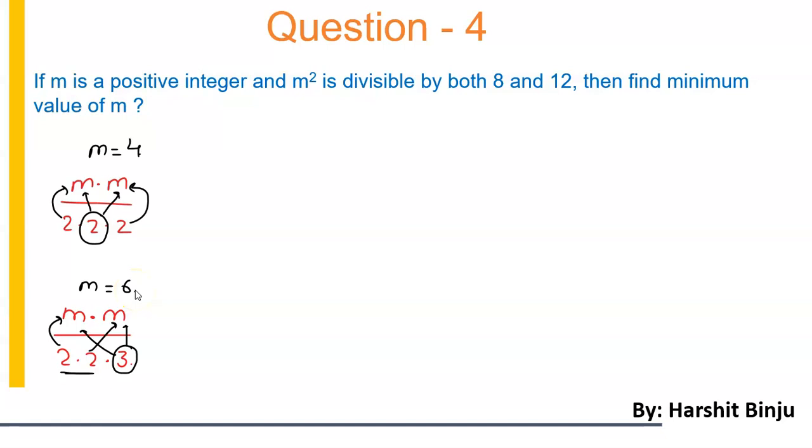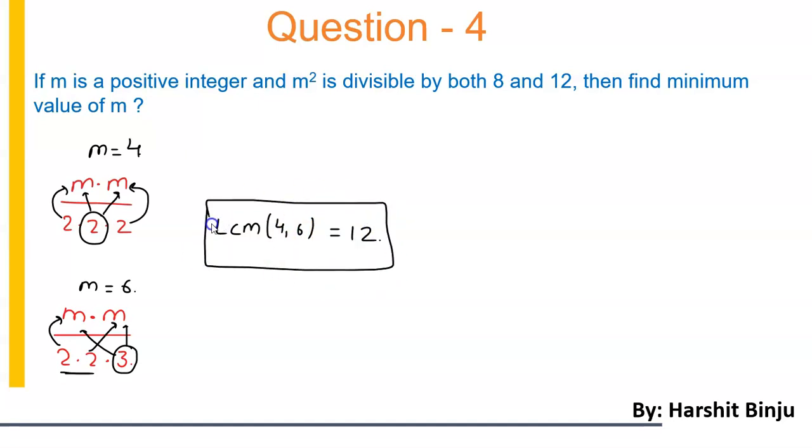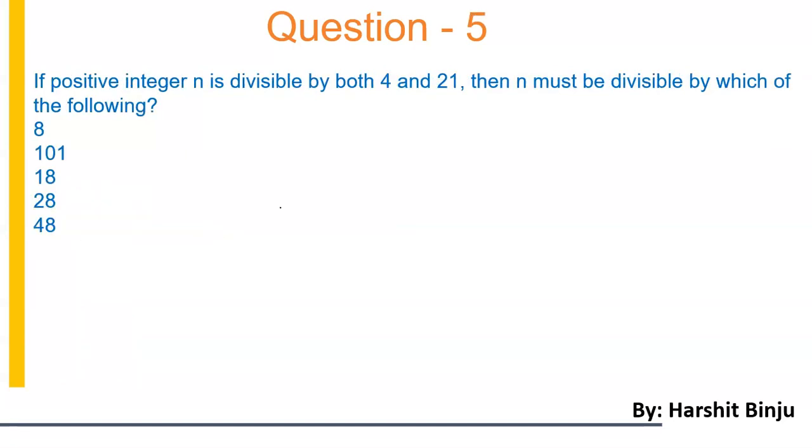Now I need an m which is a multiple of 4 as well as that of 6. So I'll simply calculate the LCM of 4 and 6, which is simply equal to 12. So the minimum possible value of m is simply equal to 12. That's it. Alright, pause the video and try this question.